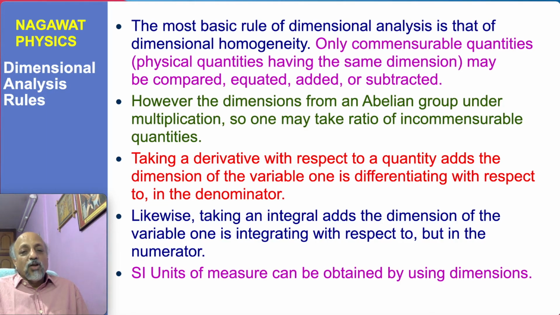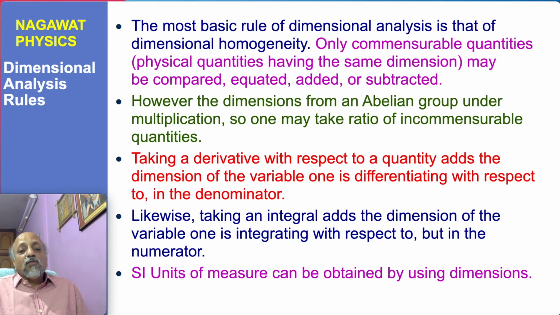And that is what we have already done, when we defined average velocity by taking the ratio of the displacement over the time interval. Displacement has dimension of length and time interval has dimension of time, and that's why the average velocity has the dimension of length time inverse.